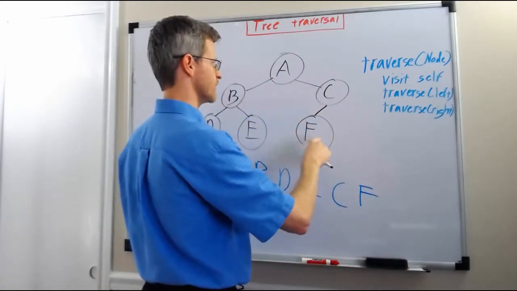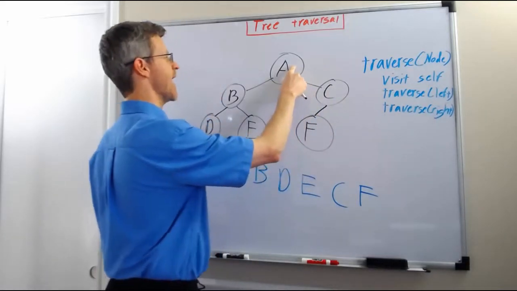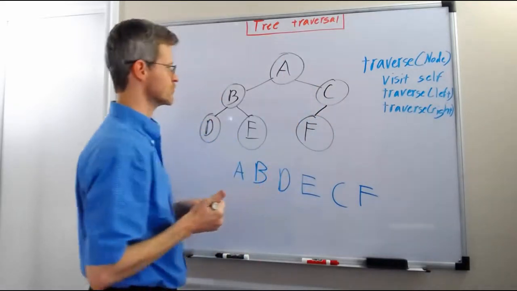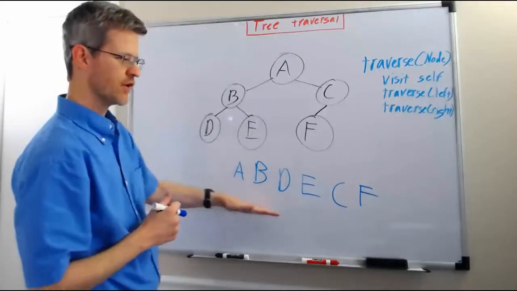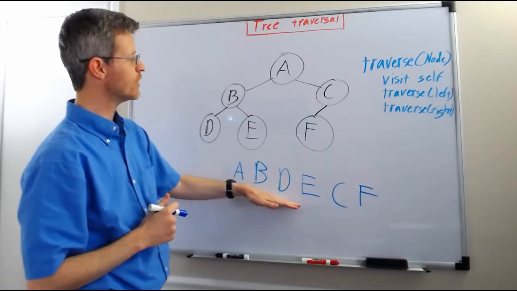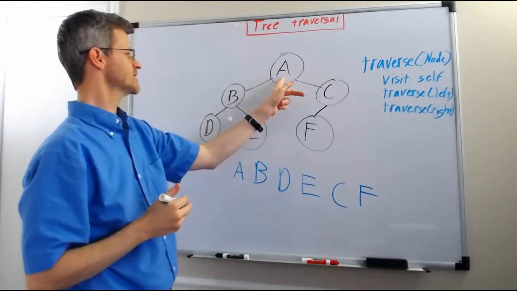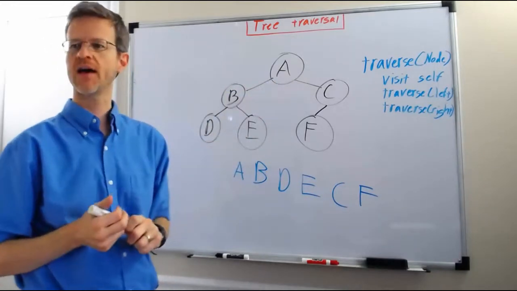And then there is no left or right to go from here. We go back up to C, there's nowhere right to go from here, so we come back to A, and then we exit out, and our traversal is done. And so this is a pre-order traversal of this tree. Pre-order meaning we always visit the node itself before visiting either of its children.